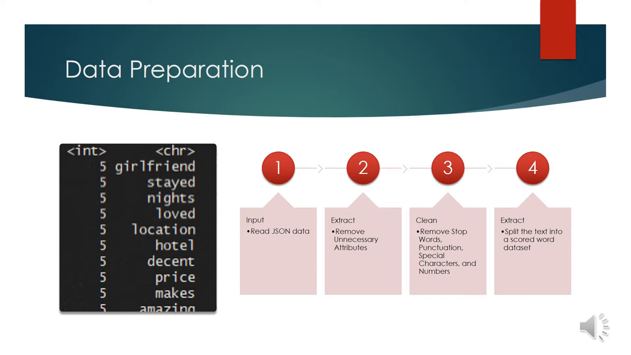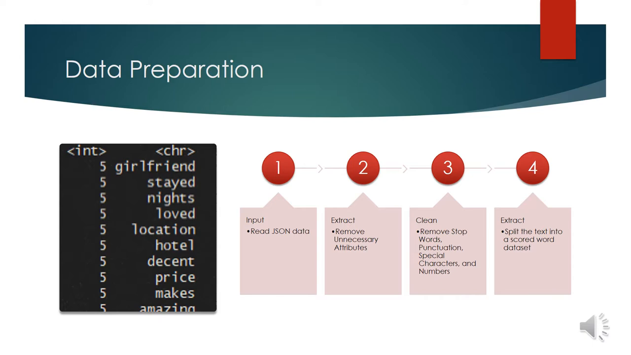Next, the unnecessary attributes are removed. For this analysis, I'm going to keep the unique identifiers, but we're going to get rid of the useful, cool, and funny fields. After this, the text itself needs to be cleaned. This involves removing stop words. Stop words are words that have no real bearing on things. They're the words that combine stuff, so at, the, us. Those types of words are not necessary for this type of analysis, so we want to clean those out.